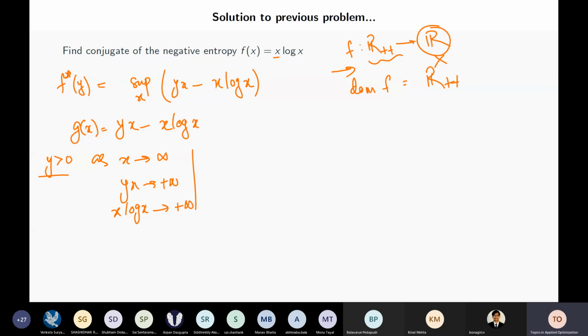Maybe there is a bound. In that case we will go ahead and find the critical point, in the hope that some maximum is achieved somewhere. The critical point will reveal that. So let us go ahead and do that. This is g of x. So what is g prime of x? Remember, it's a function of x, so y is a constant, so y will remain.